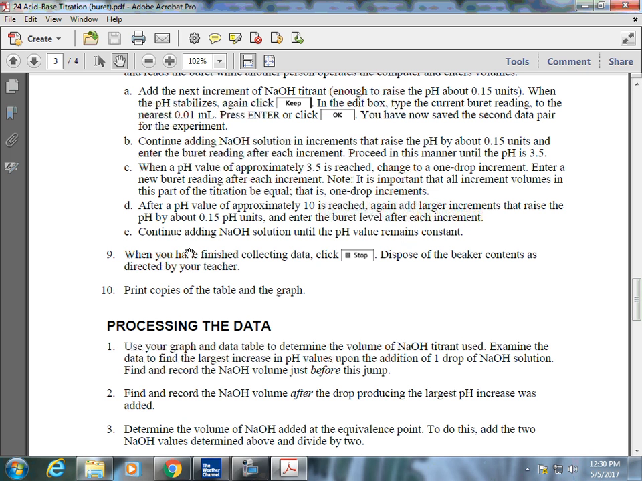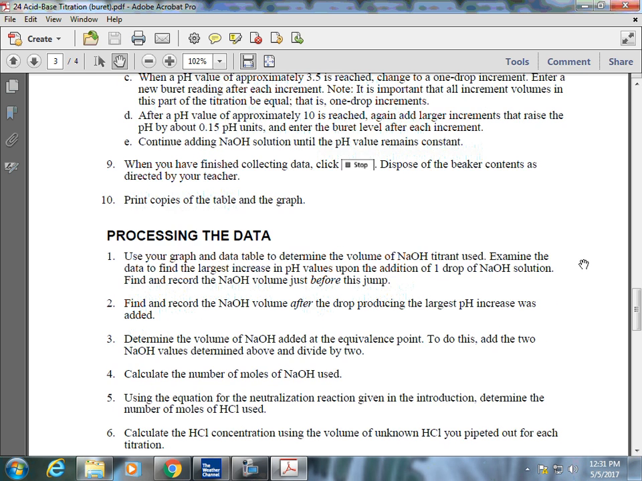Okay? Now, when you are finished, you can dispose of the beaker contents into the sink. If you have anything left in your burette, you can go ahead and put that into the sink also. You need to clean your burette, and I'm going to show you how to do that a little bit later also. Okay, so I'll show you how to clean your burette on lab day. And finally, you need to print copies of the graph for each one in your group.